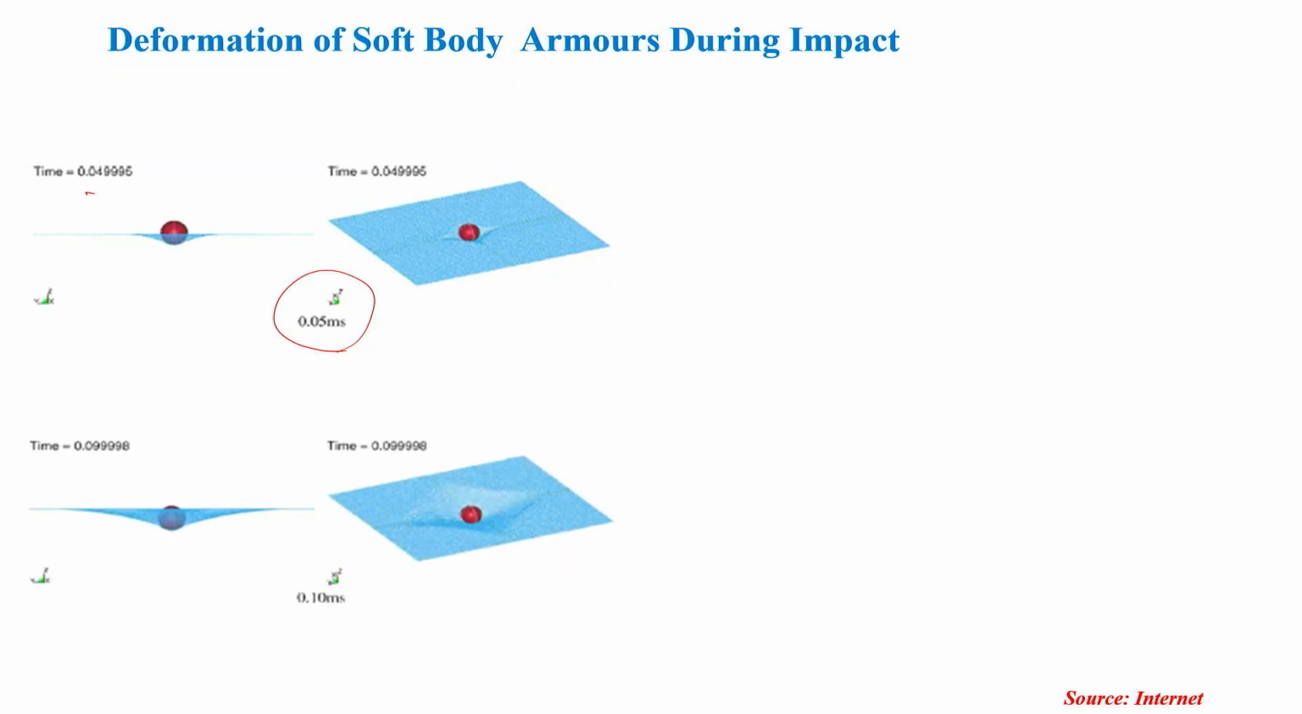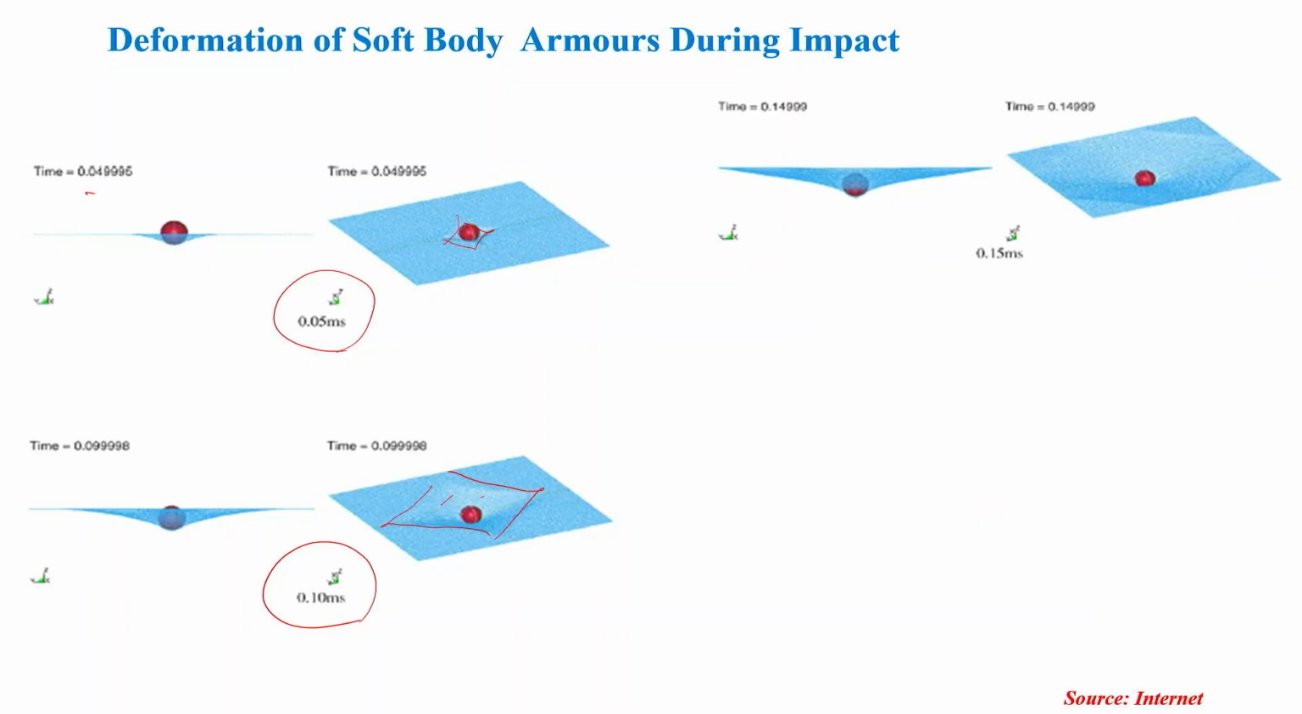The next is after 0.1 millisecond. There is more depression, and we see the lateral wave becoming larger. More and more material is coming into the picture for energy absorption, so this total zone has increased. Initially it was within a smaller range, but with time, as it is flexible, more and more material comes into the picture.